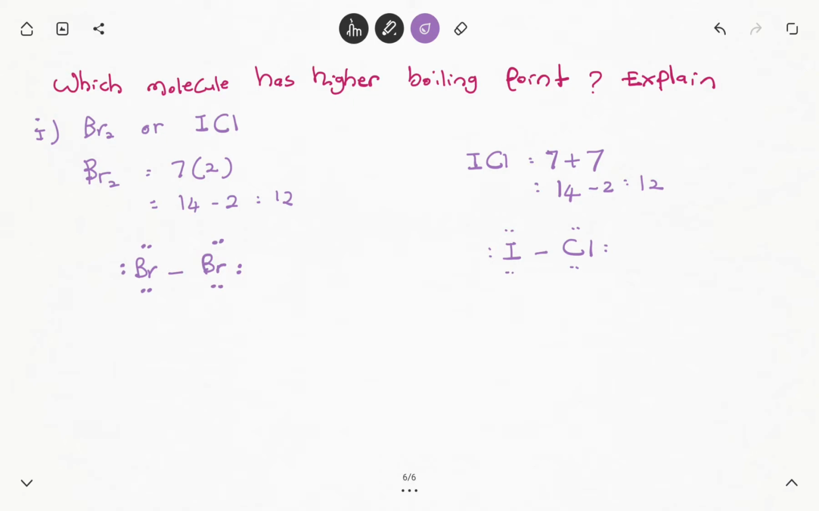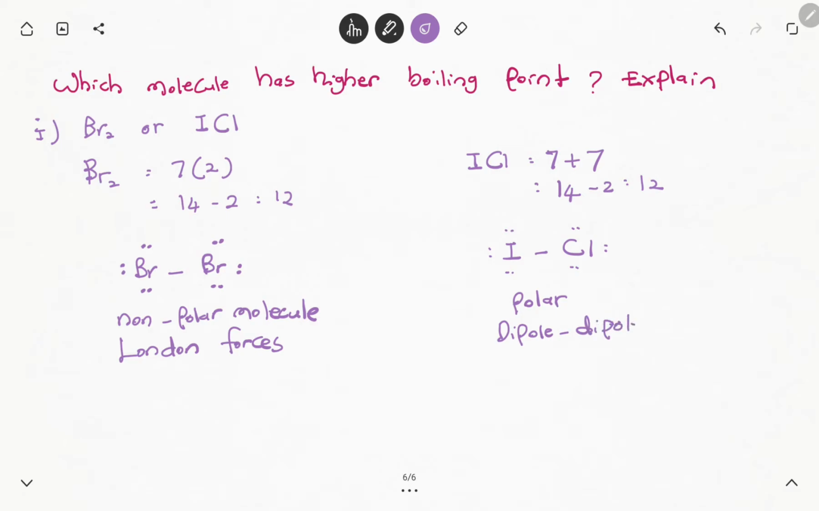Okay, Br2 is obviously a non-polar molecule, and ICl is a polar molecule, since chlorine is more electronegative than iodine. Therefore the intermolecular forces between Br2 is London forces. For ICl, the intermolecular forces are dipole-dipole forces and London forces.